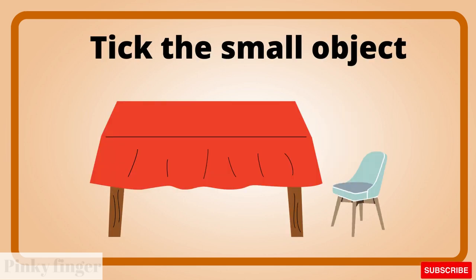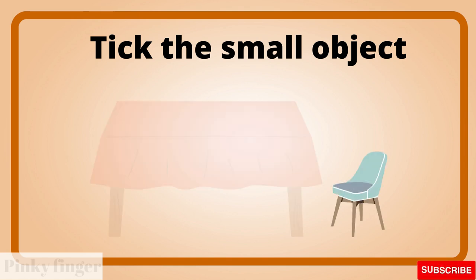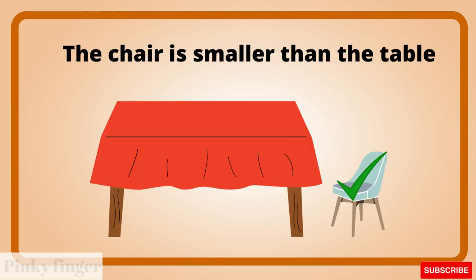Tick the small object. Which one is small? The table or the chair? Yes, that's right. The chair is smaller than the table.